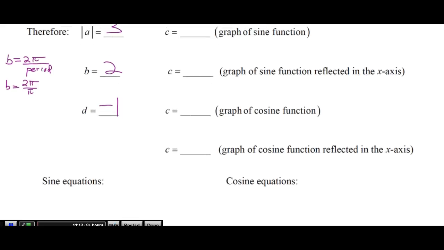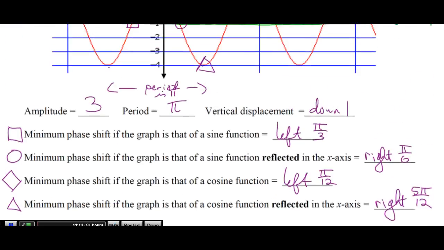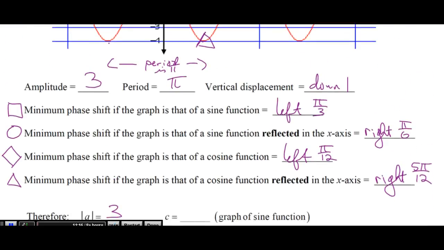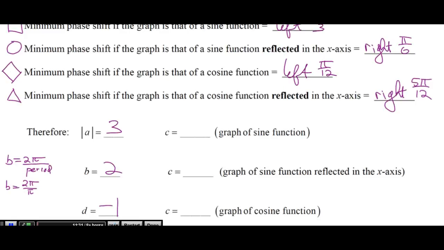All right, what is C equal to if it is a graph of a sine function? Now, remember, equation is this, right? Y equals A sine B bracket x minus C plus D. So if I want it to go left pi over 3, then what is C for a sine function?